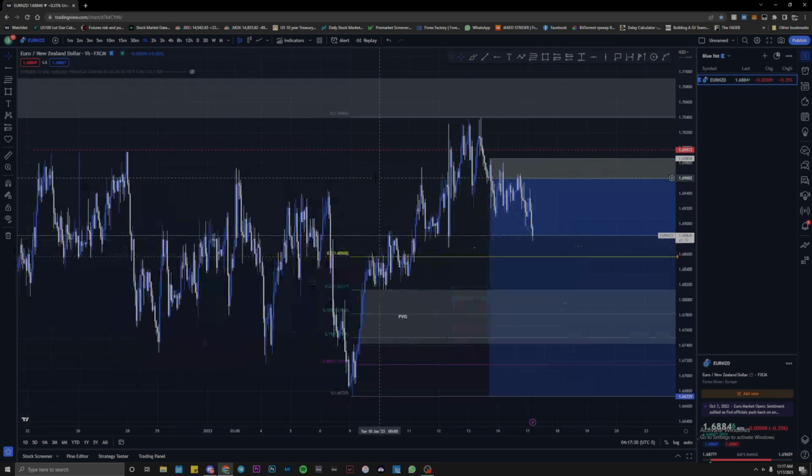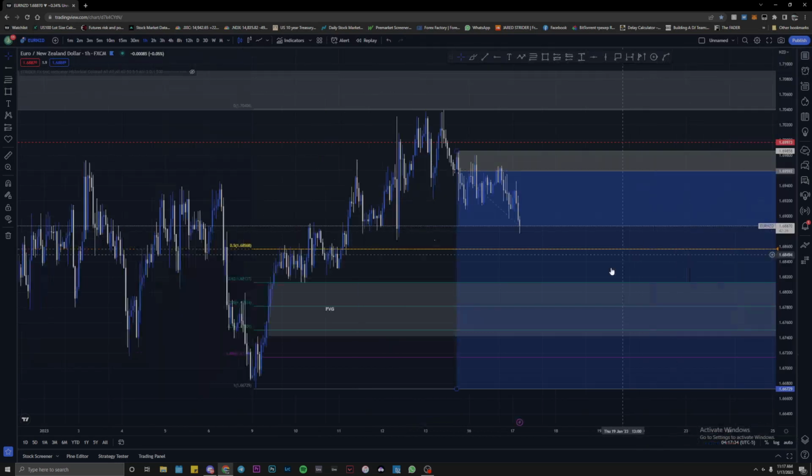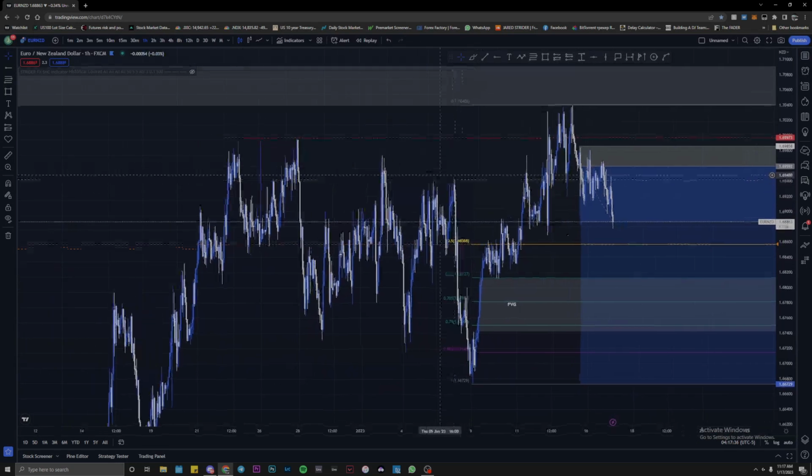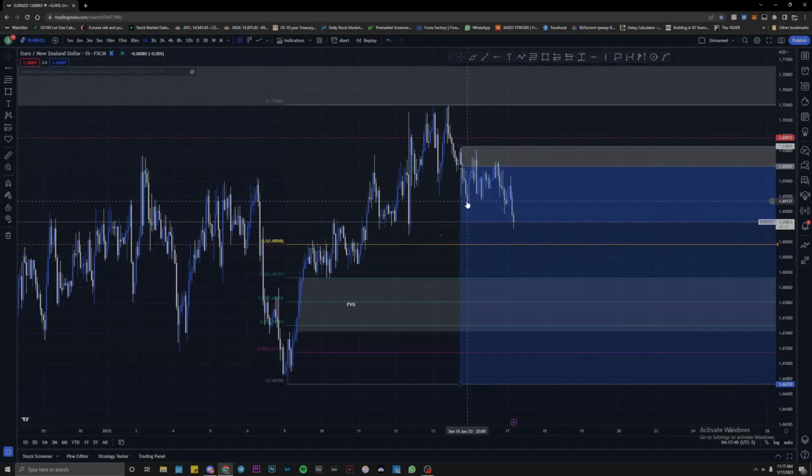Let's just go over a current trade that I'm in. Euro New Zealand dollar. We took liquidity on the upside. We had a change of character, came back into an order block, and I went short. Now I'm looking to take partials out in this fair value gap here below the 50% line, which means price comes back into a discount for a buy.